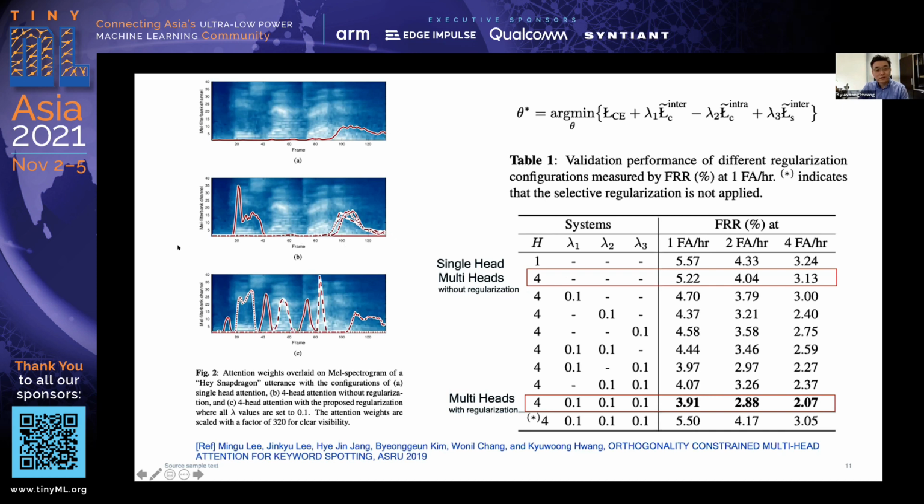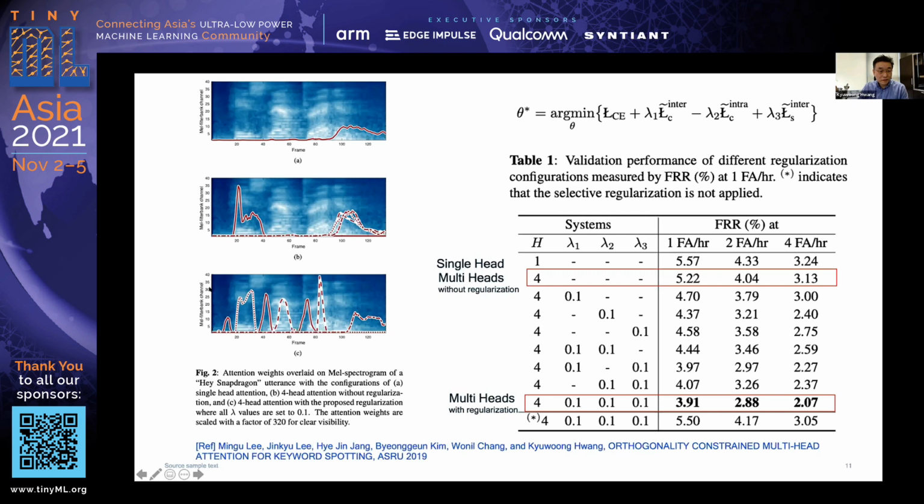But as you see in this example, many of those attention heads actually overlapped, because they don't have any objective or constraints to focus on different parts. So many of them focus on the same parts. To avoid this problem, we added another constraint into the loss function to make these attention weights orthogonal to each other. So they need to be different.